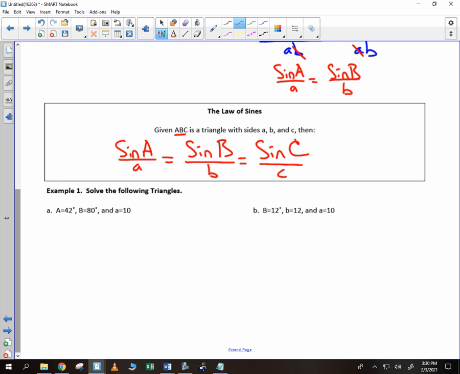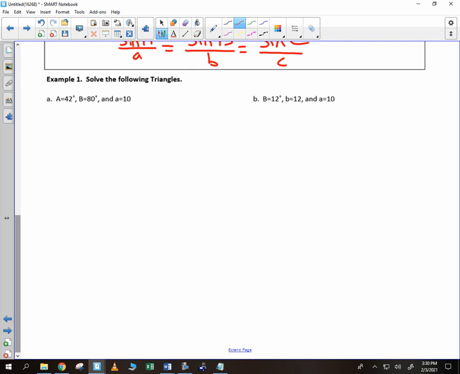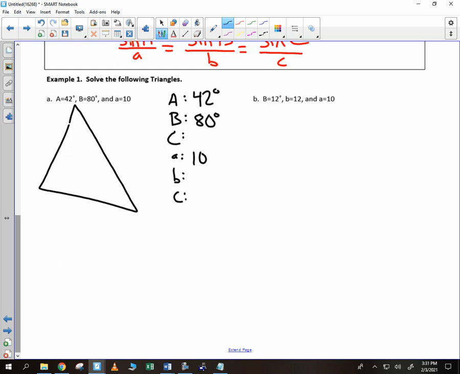Okay, so here we have it set up, and we're going to go to work here on solving these kind of triangles. So we are going to list A, B, and C, side A, side B, and side C. A is 42 degrees, B is 80 degrees, and side A is 10. So as I construct this triangle here, I'm going to call it A, B, and C. A is 42 degrees and B is 80 degrees. And side A is 10. This is C and this is B.